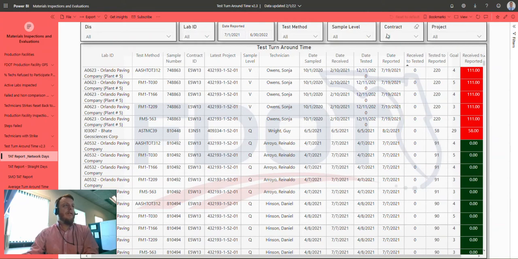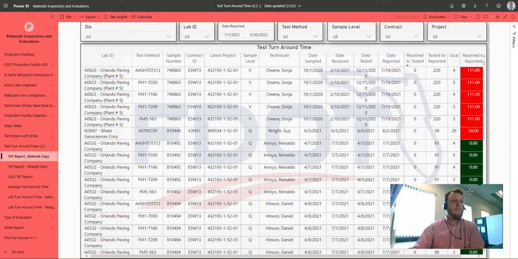Set up because if we just do by managing district, then that excludes the turnpike. And so we wanted to put in the contract level so we could go out and see how these laboratories are performing on specific contracts for the different districts.